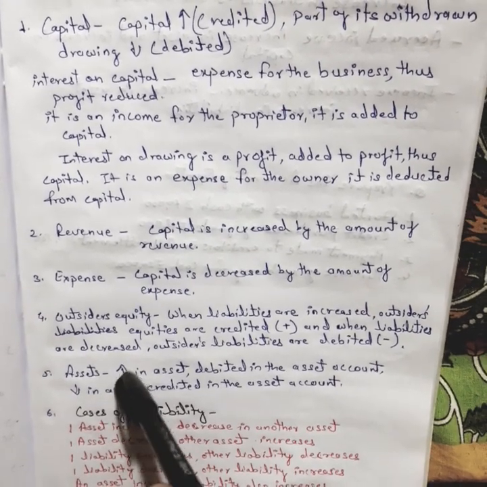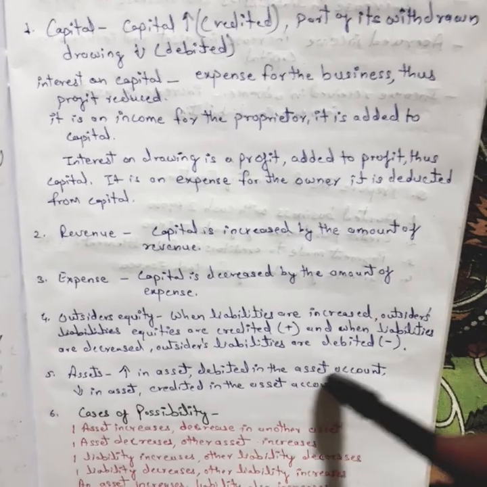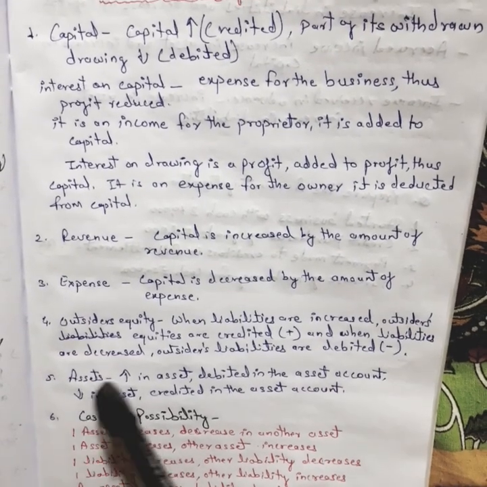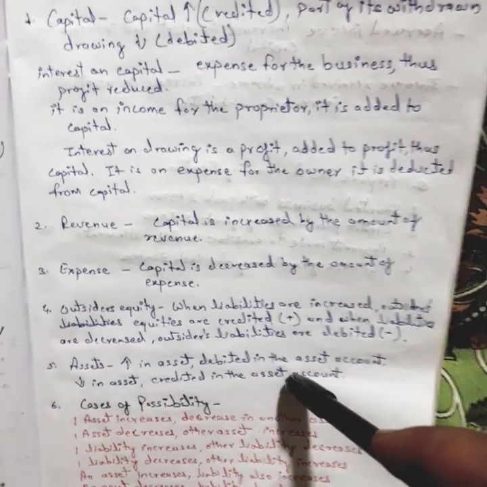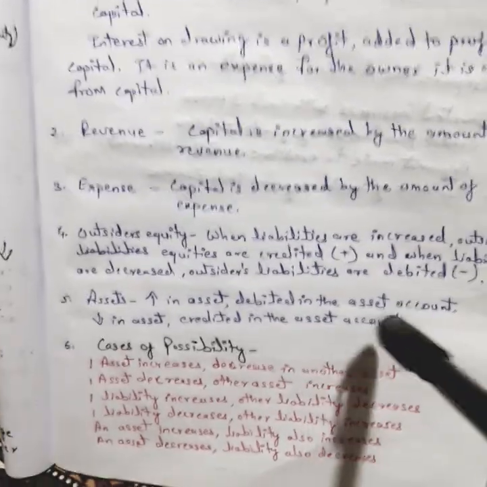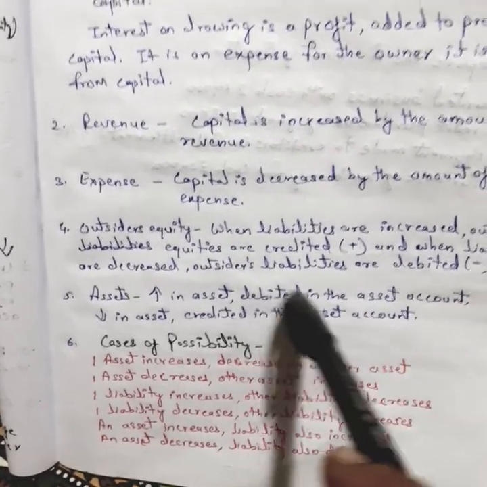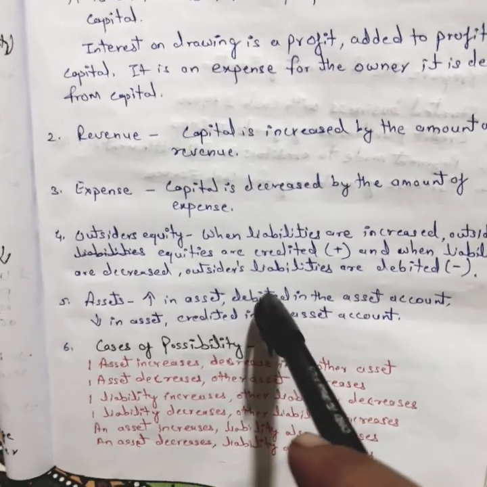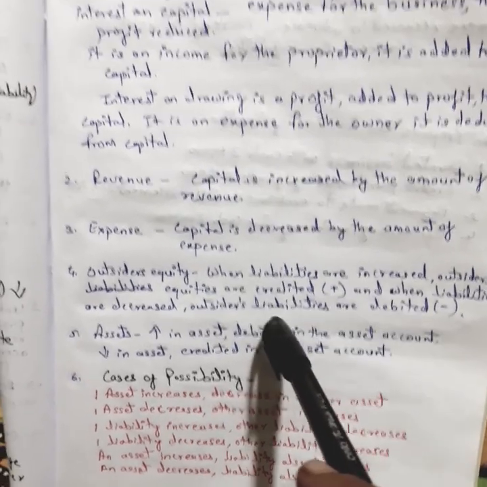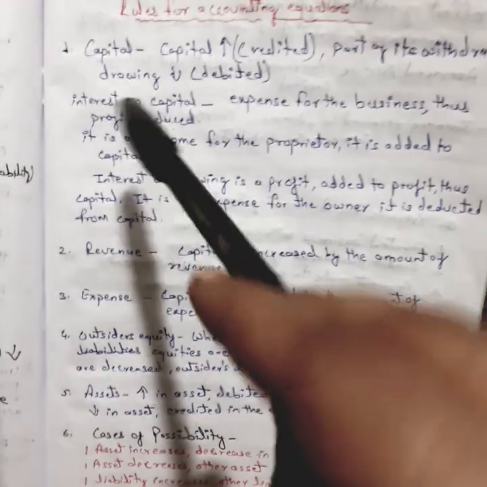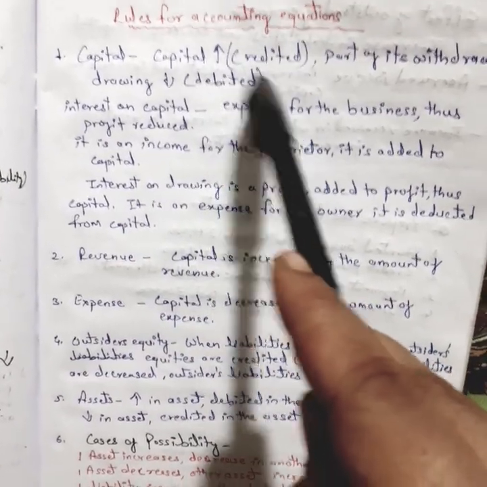Assets. For the assets, if there is an increase in assets, it is definitely debited to the asset account. And if there is a decrease in the asset, it will be credited in the asset account, because by nature an asset always has a debit balance. So if it's increased, it will be added or debited. Whereas in the capital, what happens? If capital is increased, it will be credited. If it's decreased, then it will be debited.